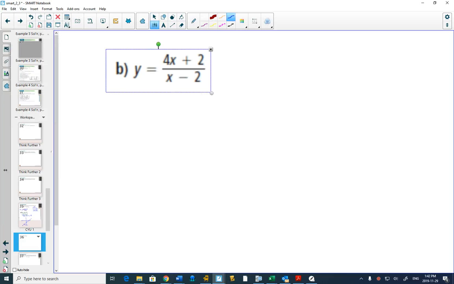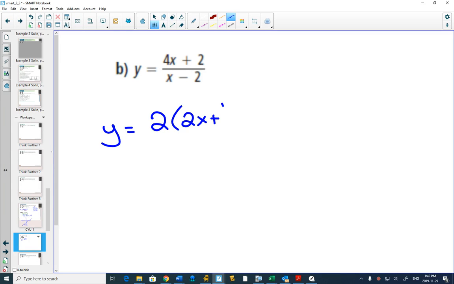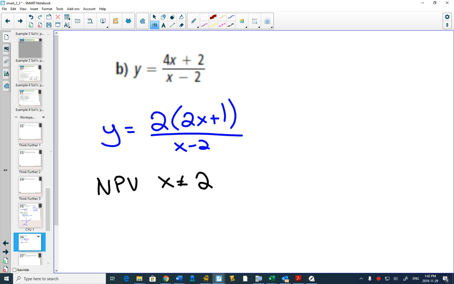Again, we start by factoring. The top, you could factor out a common factor of 2, leaving you with 2x plus 1 over x minus 2. Our non-permissible value, x can't equal positive 2.